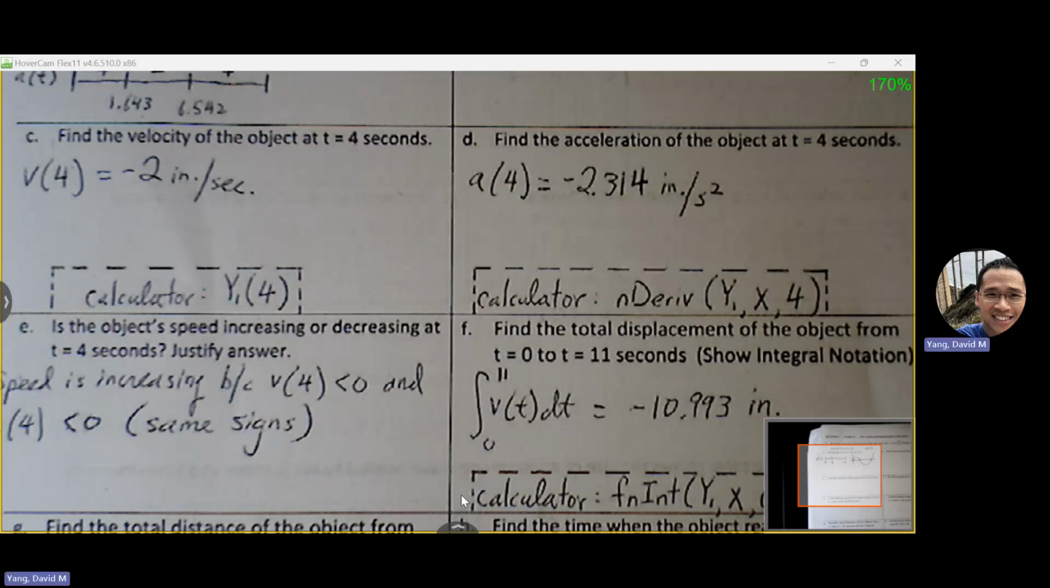Part E, is the object's speed increasing or decreasing? Well, we see that increasing or decreasing speed is referring to velocity and acceleration, comparing their signs. Because they have the same signs, we can say that speed is increasing.